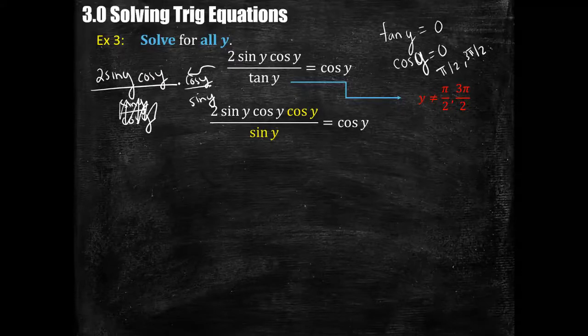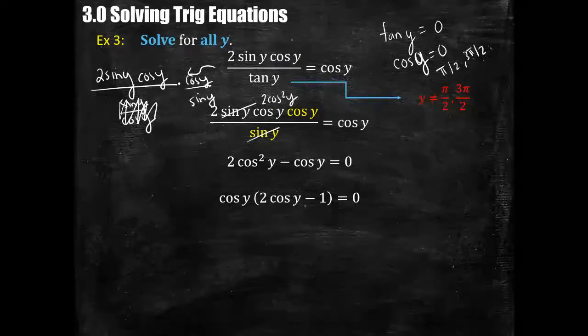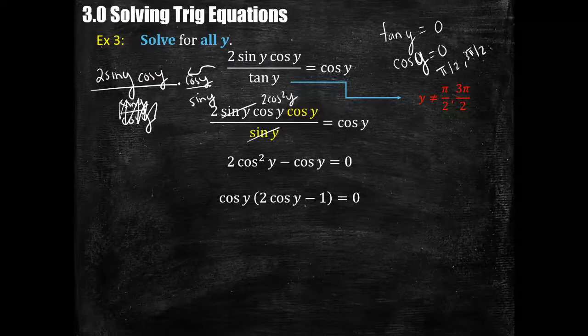So some things are going to cancel here. I can cancel those sine y's, and I've got 2 cosine squared y. And then if you subtract, just like we did before, cosine y from both sides, I end up here. So a lot of the processes right now have been pretty similar. I'm going to factor out what's common, cosine y, and I'd be left with 2 cosine y minus 1. And then we can go ahead and use the zero product property. So cosine y equals 0, and 2 cosine y minus 1 equals 0.